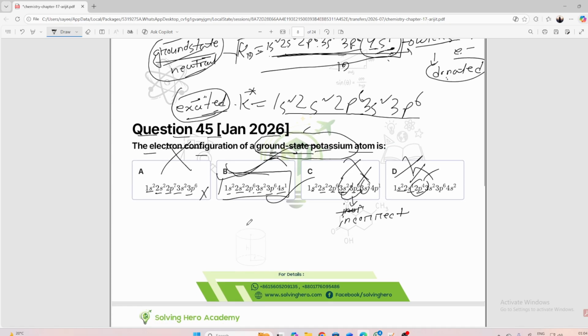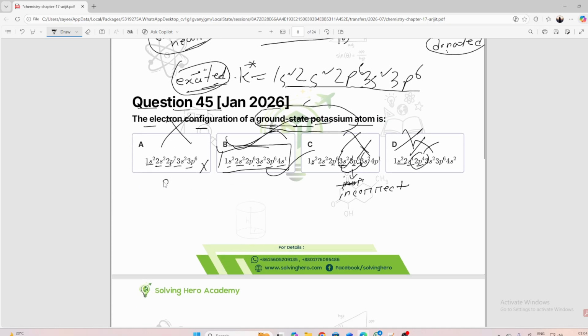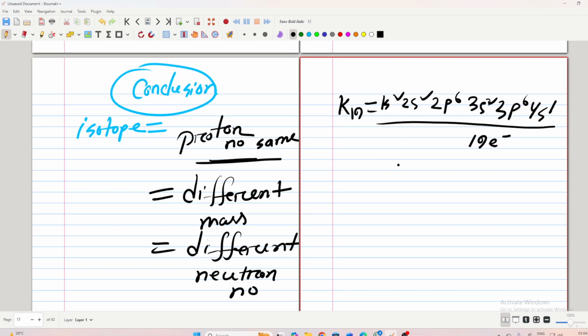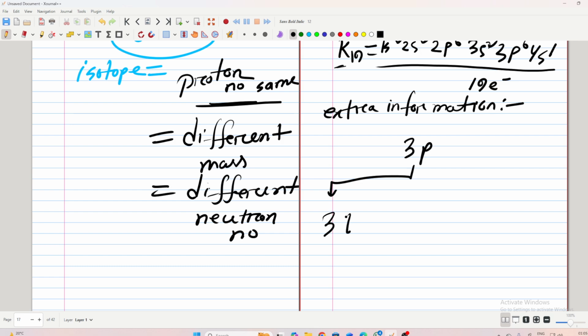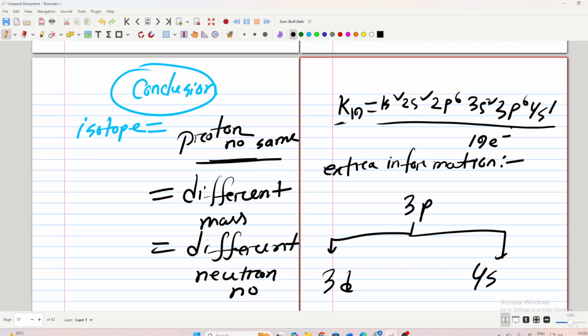Am I right? Here is a fact if you look carefully: after 3p in potassium, extra information. What is the extra information? In potassium, after 3p, 3d can come or 4s can come. See, we have taken 4s after 3p, right? This 4s has come after 3p, but why not 3d?